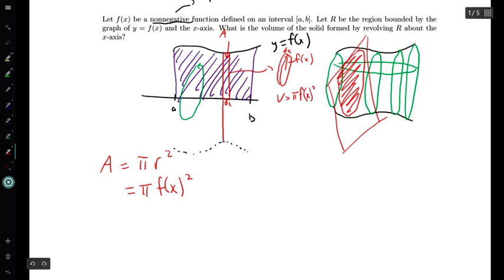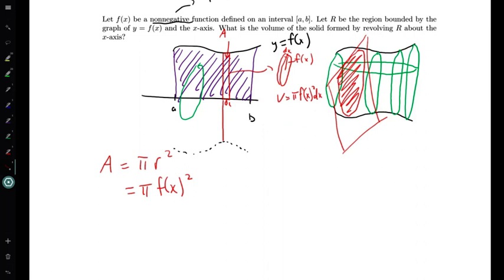Remember, this is a cylinder here, and we know that the volume of a cylinder is the height times the area of the base. The area of the base is pi times f of x squared, and the height of this cylinder is dx. So in order to compute the volume of this solid of revolution here, I want to add up the volumes of each of these disks, or each of these cylinders. What that comes down to is integrating this function here, pi times f of x squared dx, because that's the volume of one of my tiny little cylinders.